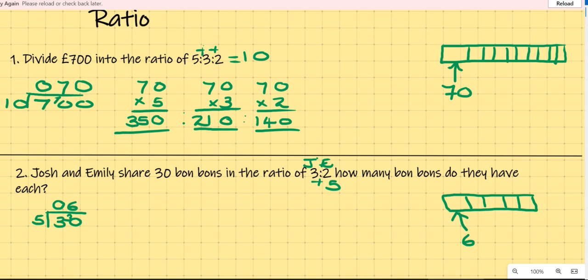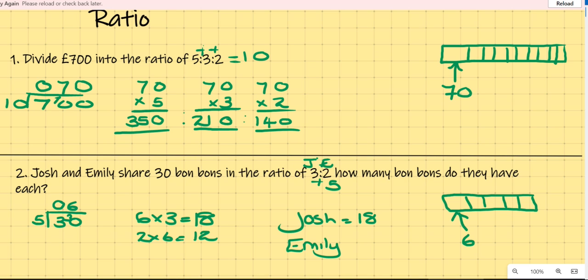So now let's go back. Josh has 3 shares, so it's 6 times 3, which we know is 18. And then Emily is 2 times 6, which is 12. So the answer is Josh has 18 sweets, and poor old Emily only has 12. And that's how we work out ratio.